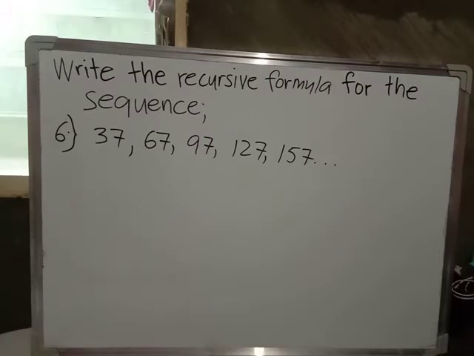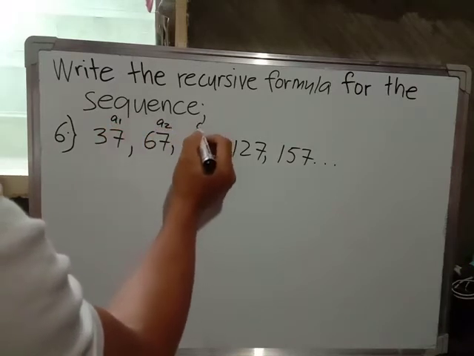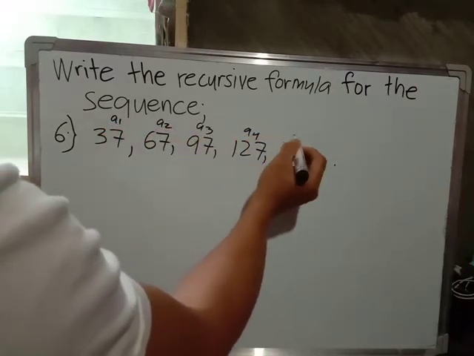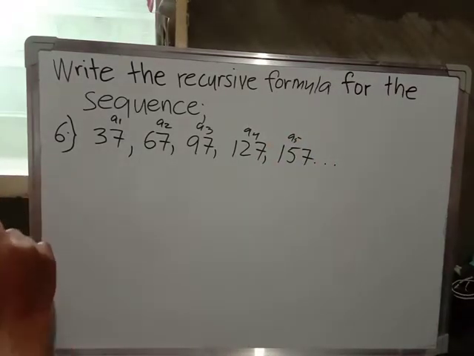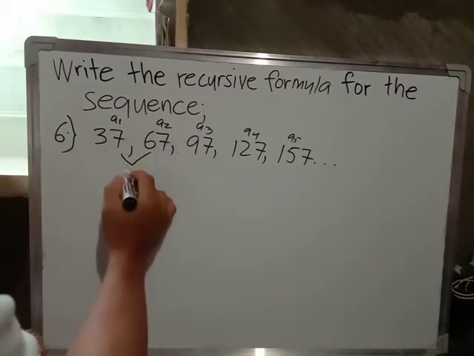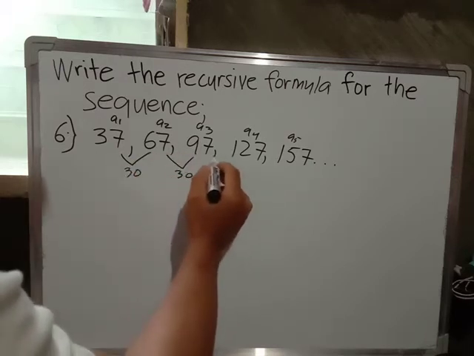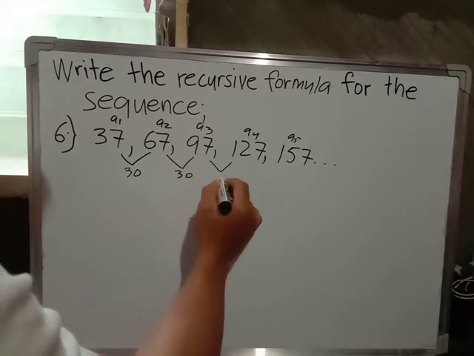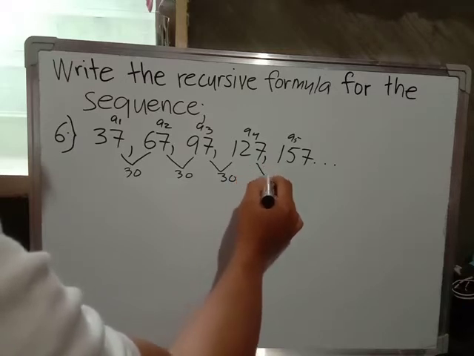Okay, example number 6 natin is 37, 67, 97, 127, and 157. So, E1, E2, E3, E4, E5. Kahit hindi na natin i-test, 67 minus 37 is 30. Then 97 minus 67 is 30. 157 minus 127 is 30, and 127 minus 97 is also 30.